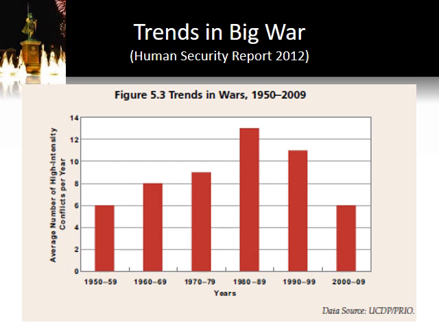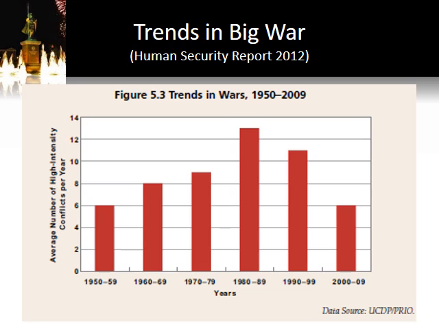Here we have the trends in war, and this is actually figure 5.3. We're going to get 5.2 in a second. This is big war, what they call high-intensity conflicts. These are conflicts that go with 1,000 battle deaths a year, and it's grouped into decades.